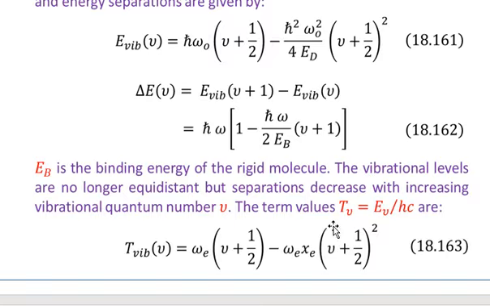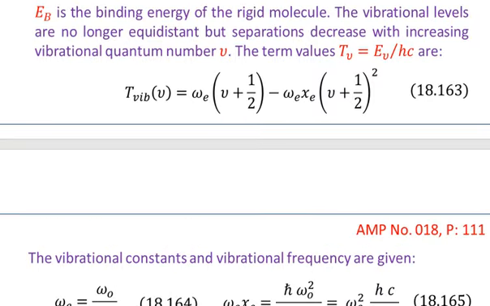The term values TV, which is equal to EV over hc, are given by: the term values for the vibrational levels, T vibration as a function of V, is equal to omega E times V plus half minus omega E XE times the square of V plus half, where omega E and XE are defined on the next page.